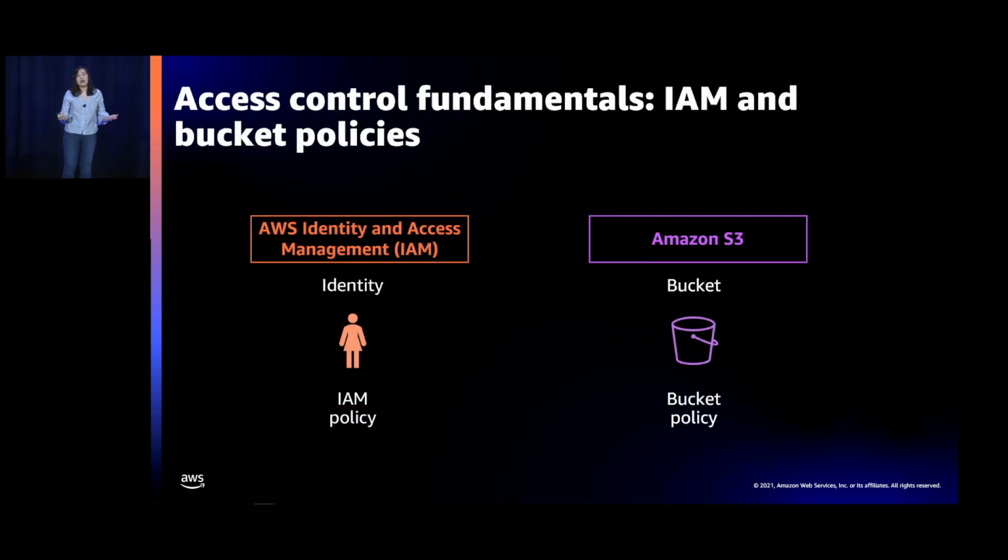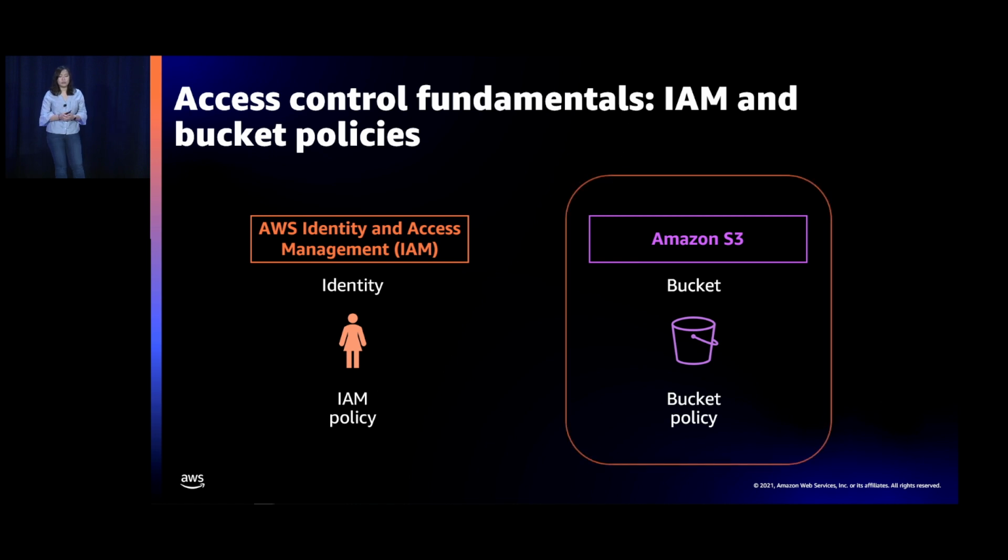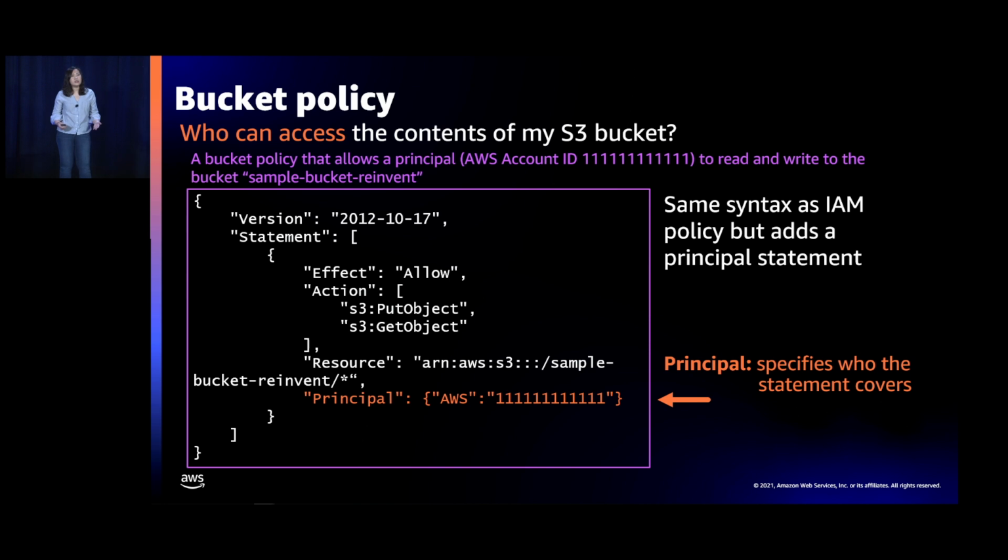So instead of using IAM policies, you can also use bucket policies for access control. And this is a resource-based approach because it defines permissions for your S3 bucket. A bucket policy defines who can access my bucket and what actions those users can perform. It is very similar to the IAM policy in that it follows the JSON format, except it has a fourth mandatory element called the principal statement that specifies who this policy covers.